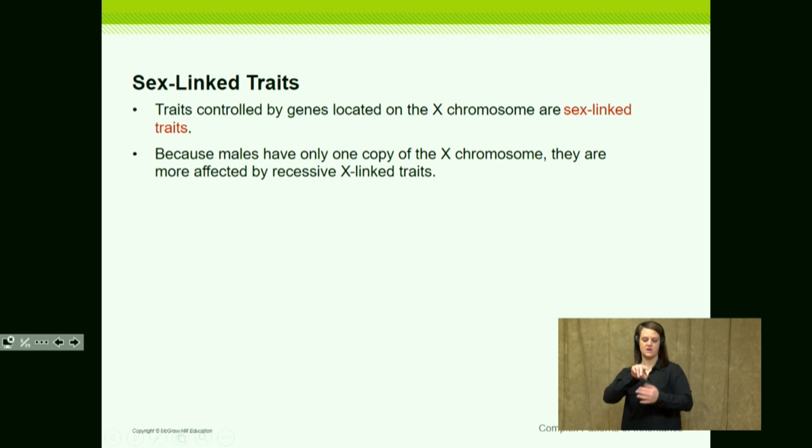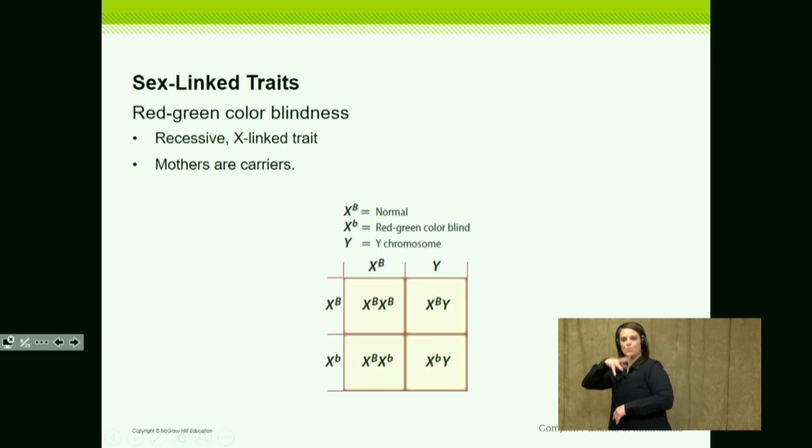Now, what makes this unique is that if you are male, since you only have 1 X, you only have 1 copy of these traits. Whereas female, it's just like all our other chromosomes, you have 2 copies.